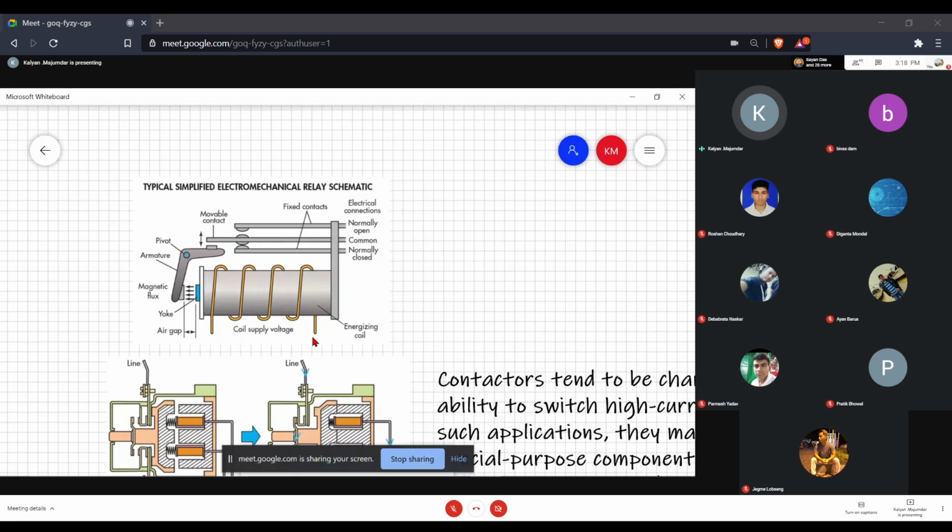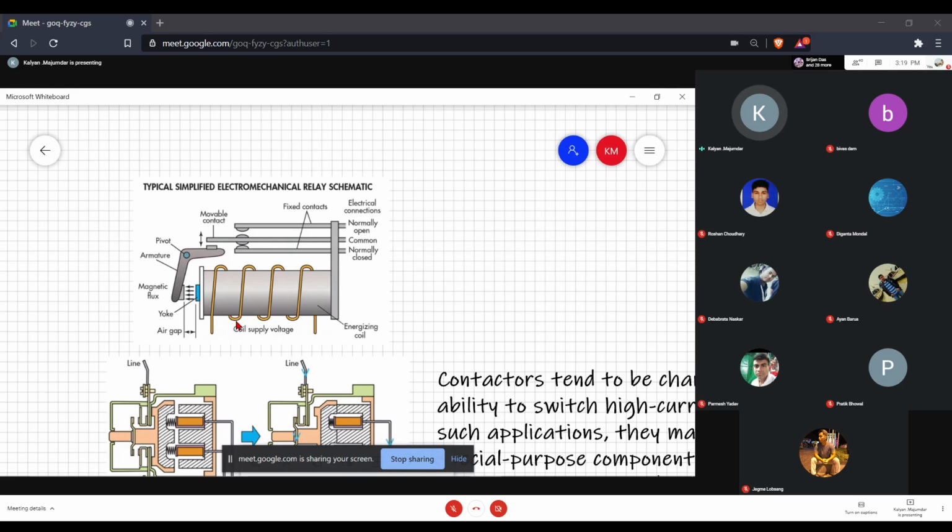So the coil can either be energized or not energized. I just said that a relay is an electrically operated switch. When you apply a supply voltage to this particular coil, the relay is activated. When you do not apply a supply voltage to this particular coil, it is not activated. So it's similar to the role that the plunger plays in a push button.